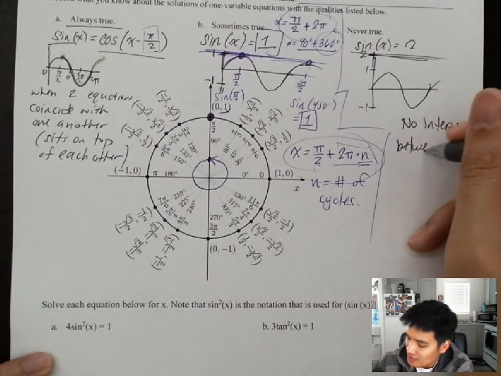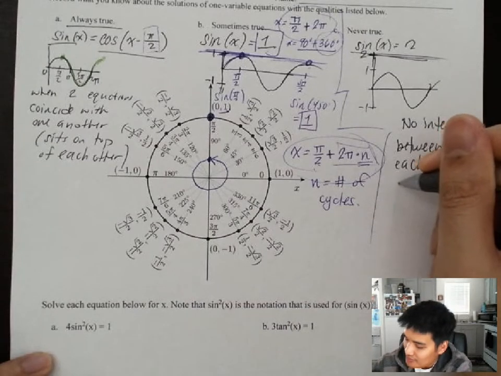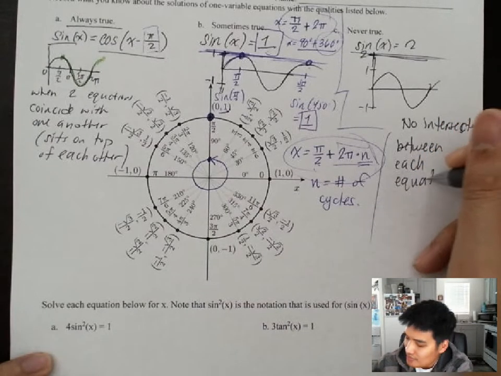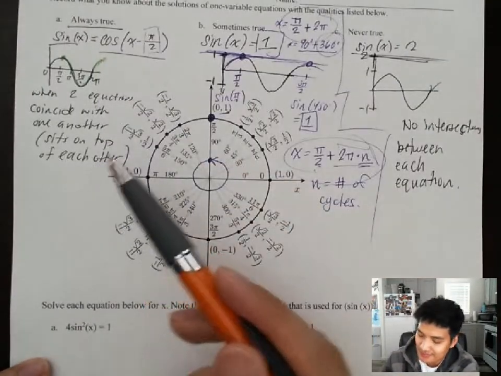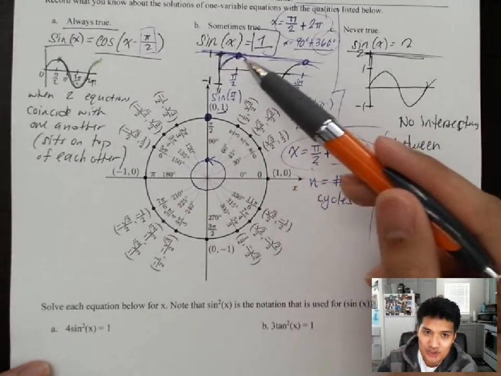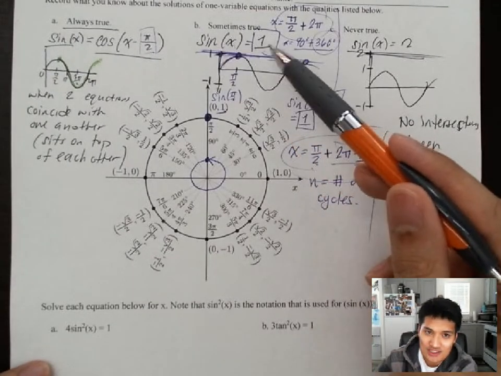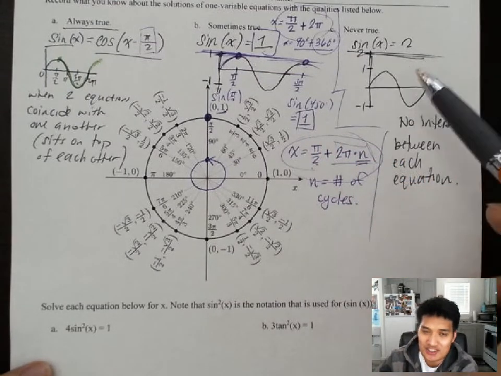between each equation. Right. So we have always true, meaning that there's essentially the exact same graph. Sometimes true is when both equations intersect at specific points. Never true means they don't intersect at all.